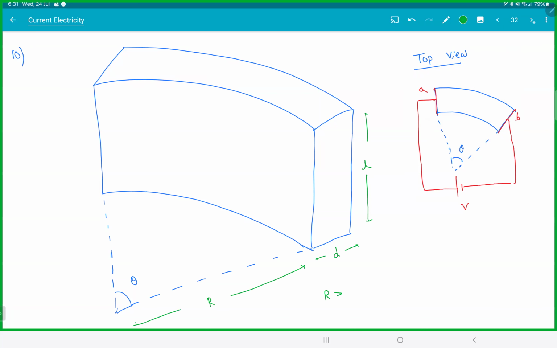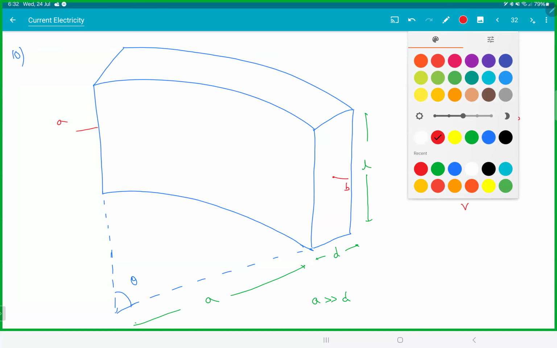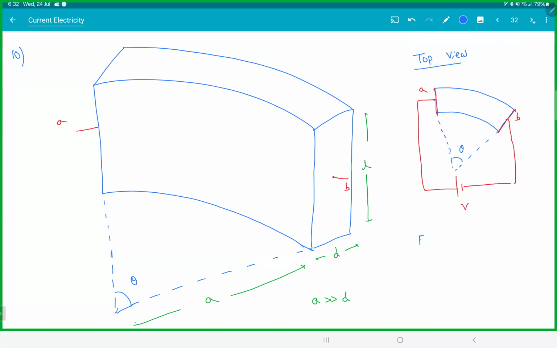You can take R is much greater than D to neglect the edge effects. I'll do one thing: let's take it as A, because R will be resistance also. So A will be much greater than D. You are connecting the battery between here, B, and the battery here, A. So find R equivalent. Find current. This is fine. The second one would be interesting: find the drift velocity as a function of x.